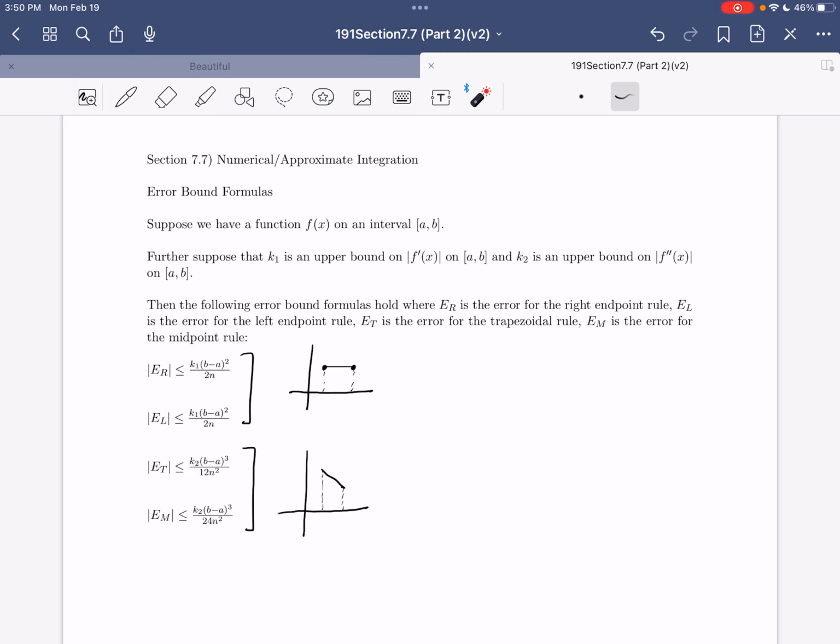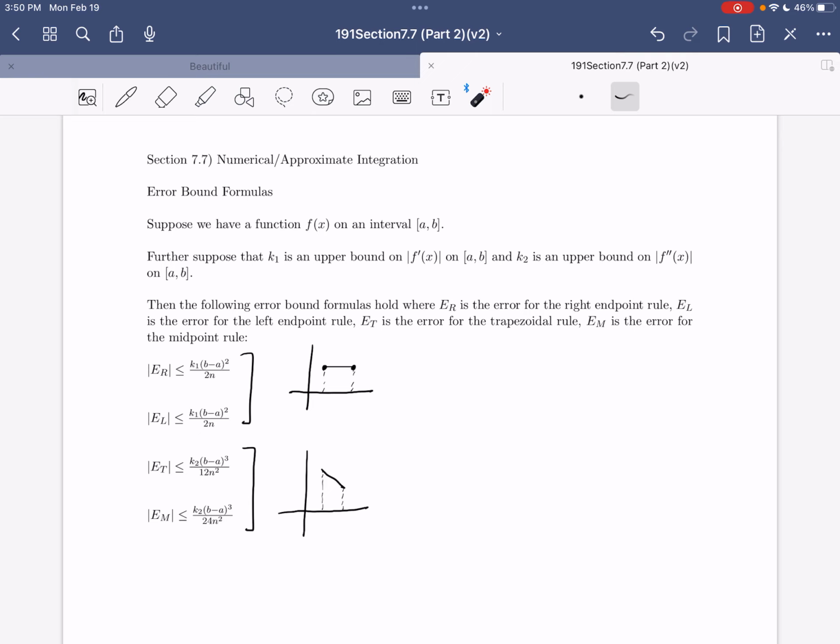And again, remember, it basically is saying that if your interval is larger, then there's going to be more error. If you do more approximations, more partitions, it's going to have a smaller error. For the right endpoint and left endpoint, it's based on how much of the first derivative there is, how much of a slope or rate of change there is. Whereas for the trapezoidal rule and the midpoint rule, it's based on how much concavity there is.